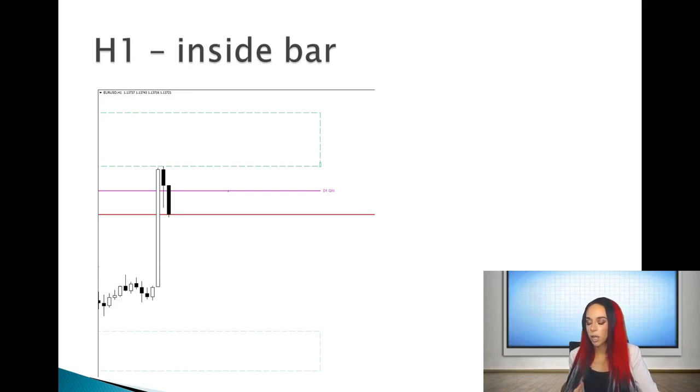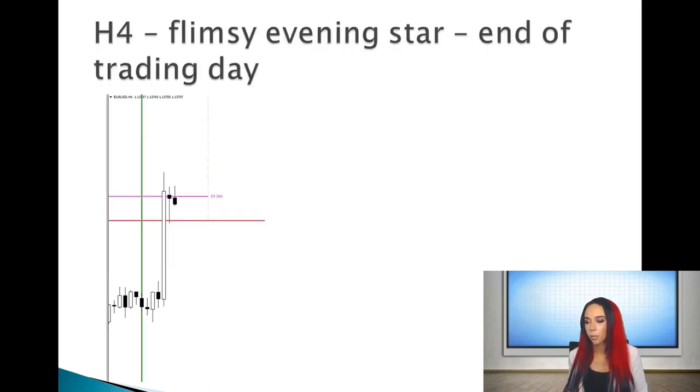For some of these trades that happen late in the day, you may even find that the market closes and then the liquidity dies out. So by expecting strong patterns to keep coming up, it's obviously not very realistic. Next up, a 4-hour chart. So what do we have? We have a flimsy evening star, but still a rejection pattern.